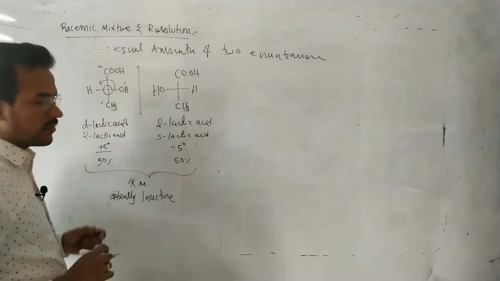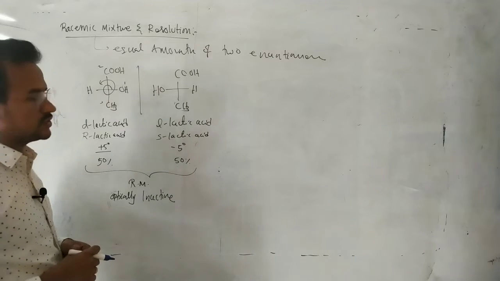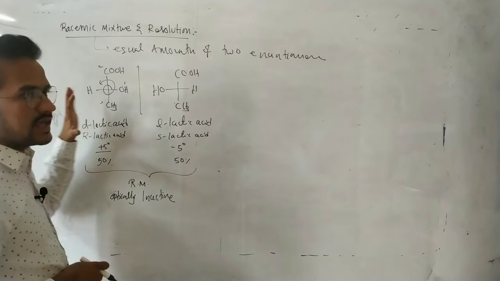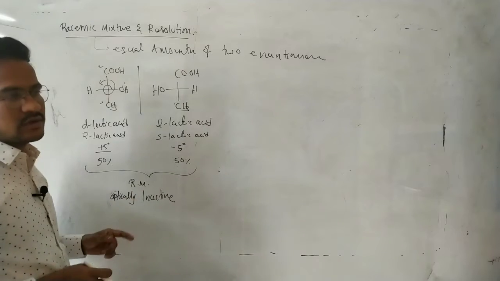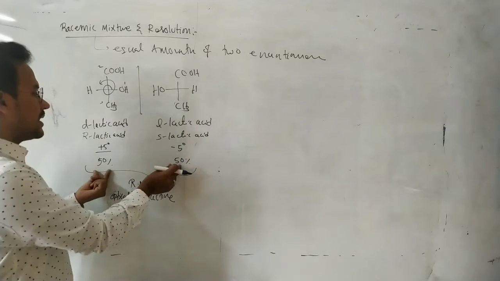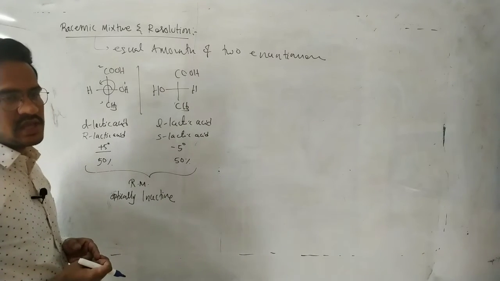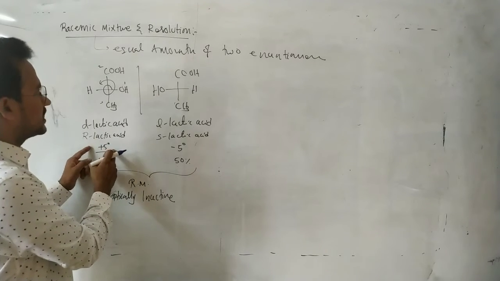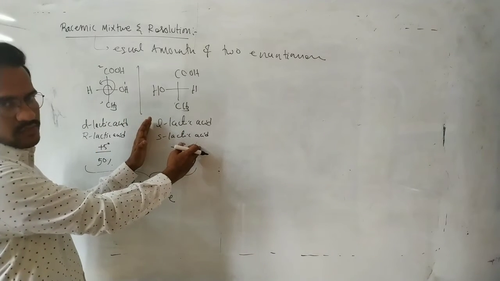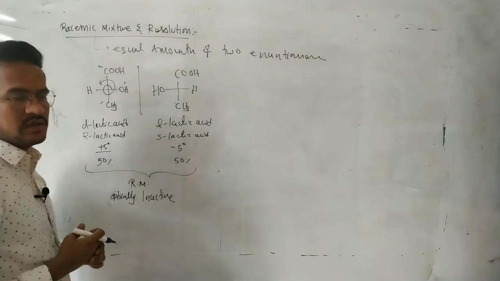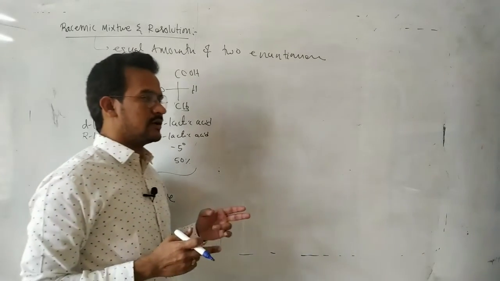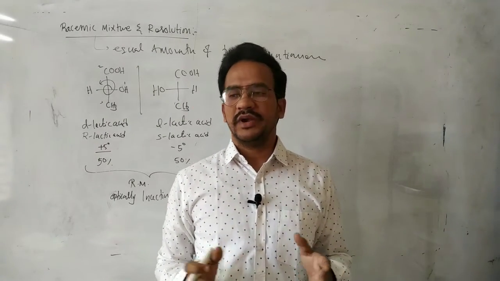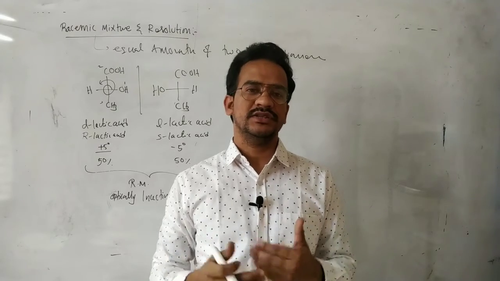The important point is that this racemic mixture is optically inactive. Why? Here the optical rotation of one compound is cancelled by the other compound because these two are present in equal amounts. So the observed rotation of this one, plus 5 degrees, is cancelled by its mirror image, minus 5 degrees.